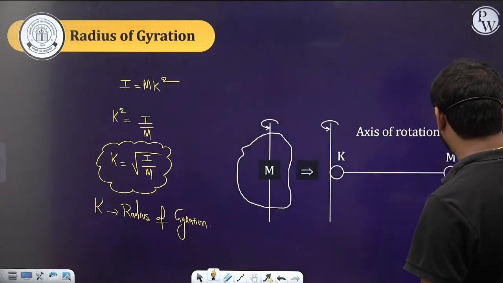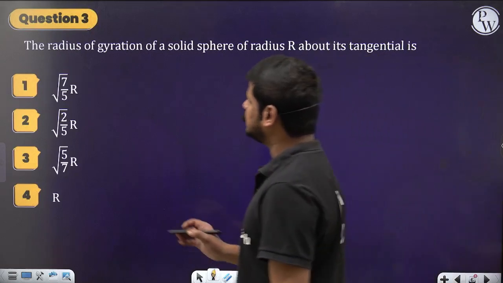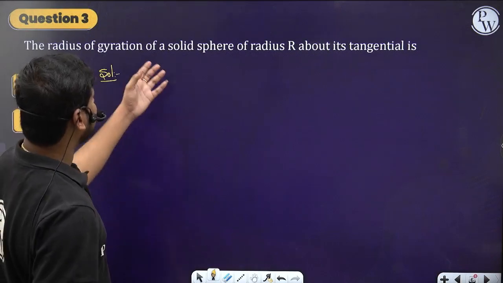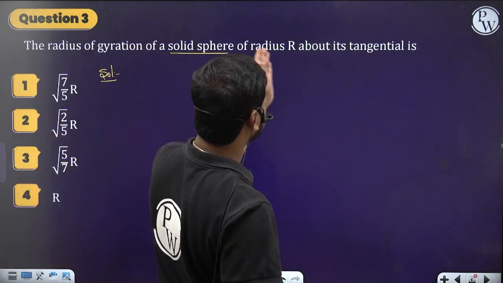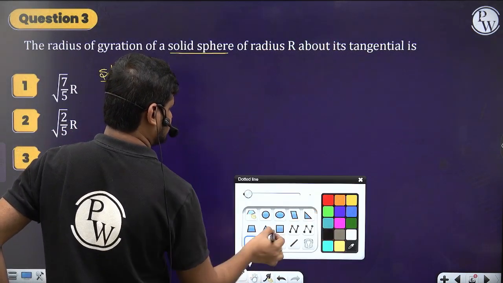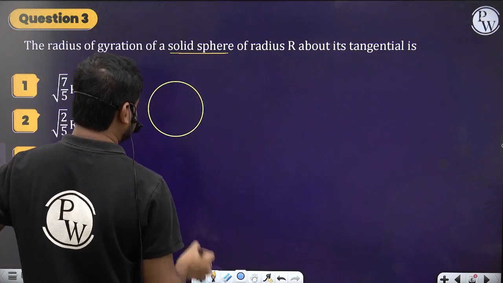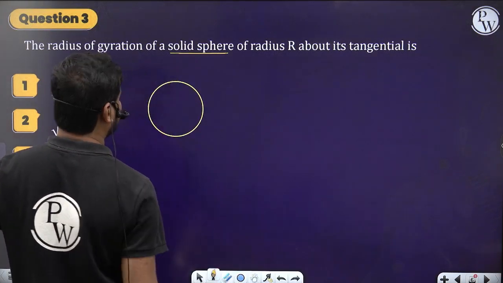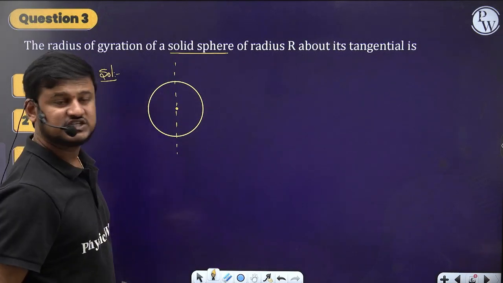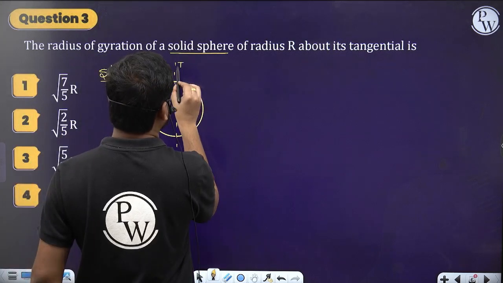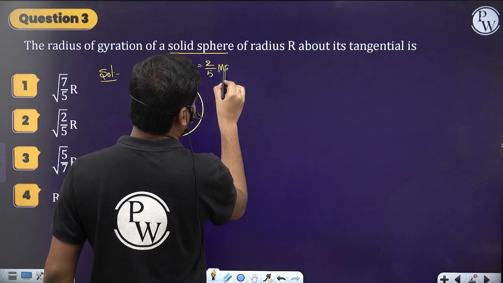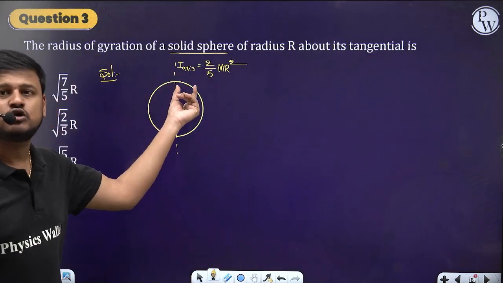So let's move further. Let's take question number 3 guys. What does the question say? The radius of gyration of a solid sphere of radius r about its tangent is asked. First, this is a solid sphere, which has a moment of inertia about its axis. We know the moment of inertia of the solid sphere about its axis is 2 by 5 mr square. If it is a hollow sphere, it is 2 by 3 mr square.